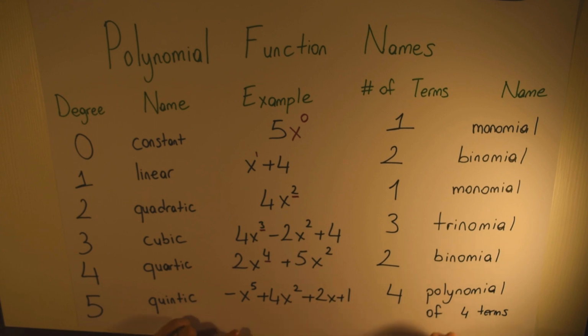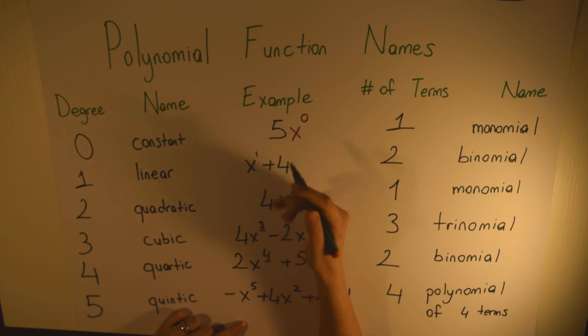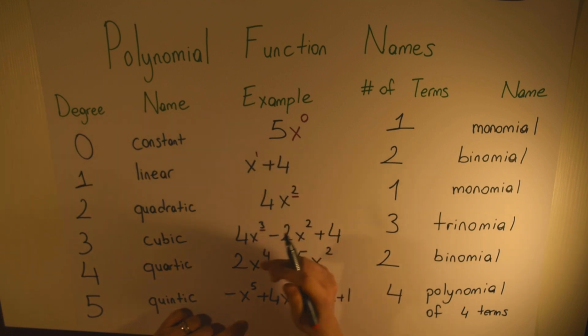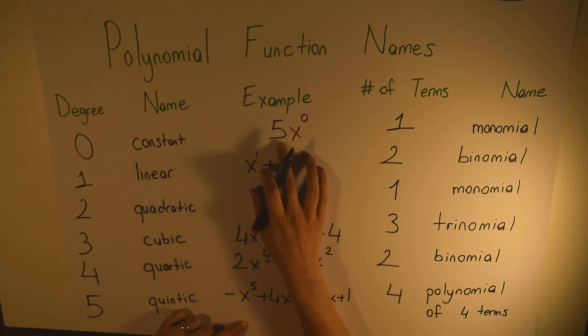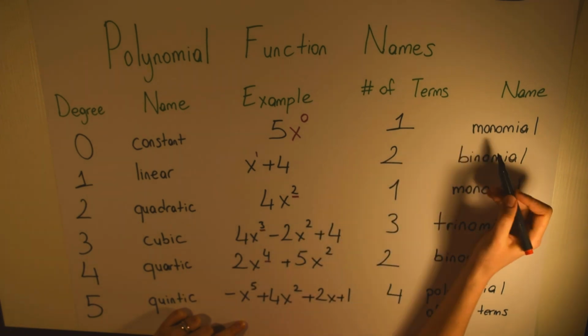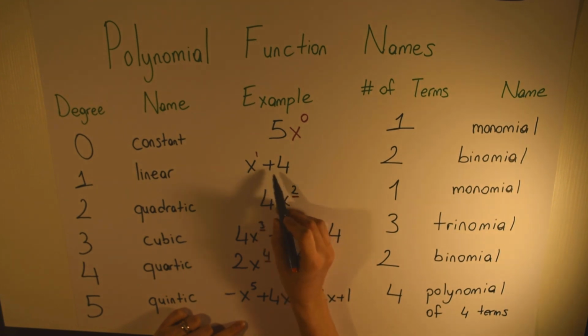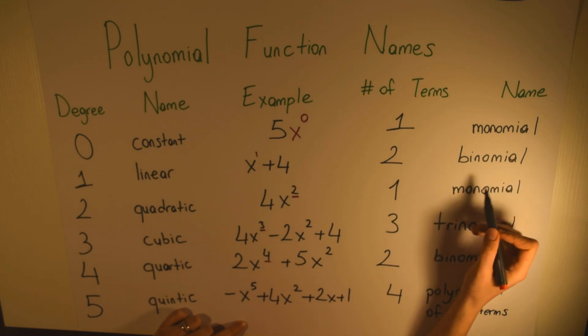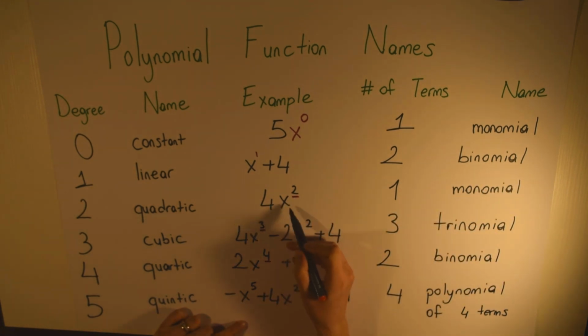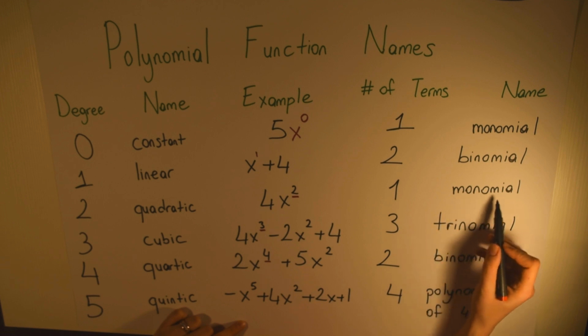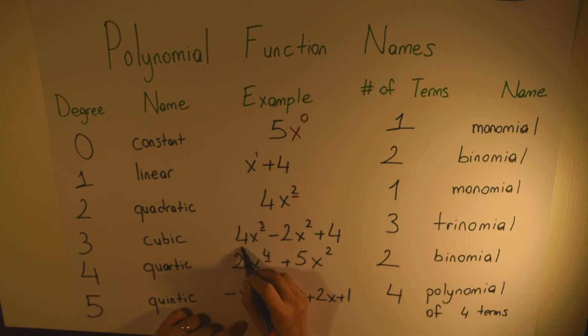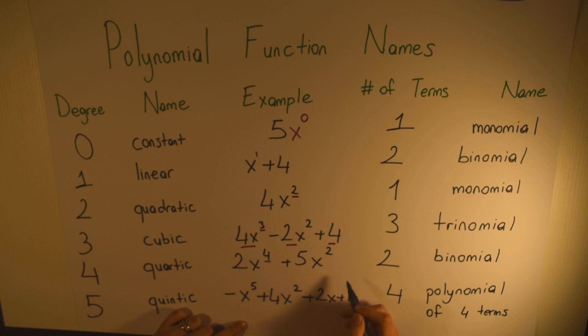When it comes to number of terms, for example, here we have only one term, right? What was the term? Term is each part of the polynomial. So here we have only 5, which means number of terms of this polynomial is only 1. We call it a monomial. So here we have 2 terms, right? We have x and we have 4, which makes it binomial. Here also we have only 1, 4x to the power of 2, which makes it monomial. And here we have 1, 2, and 3 terms, which makes it a trinomial polynomial function.